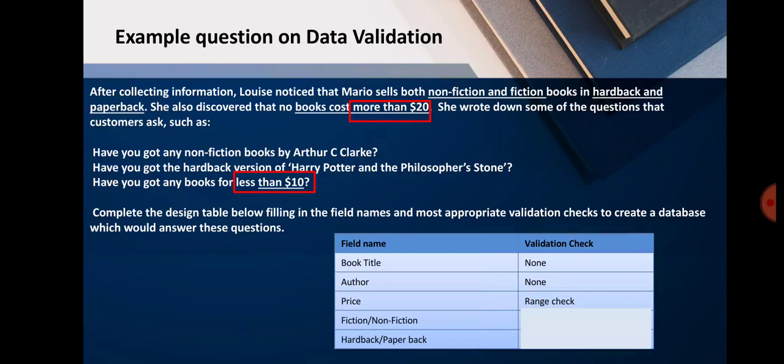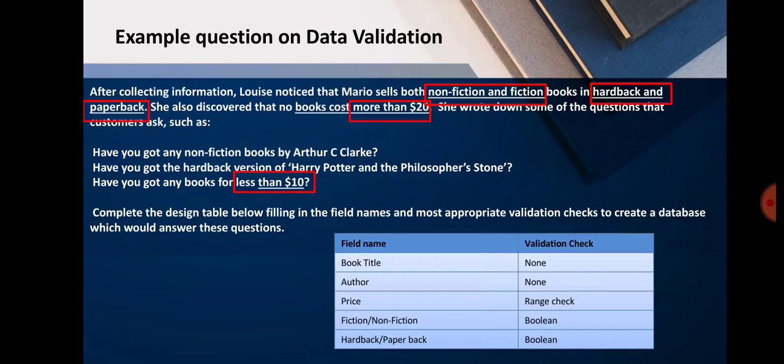Now second is fiction or non-fiction. For this type of field you require yes or no type of validation check, either yes or no, that is it fiction or non-fiction. Hardback and paperback, again same, is it hardback or paperback? So again you will require the boolean yes or no, is it hardback or the paperback.